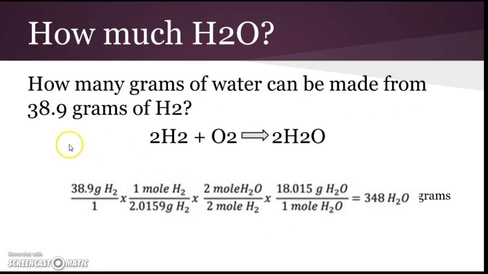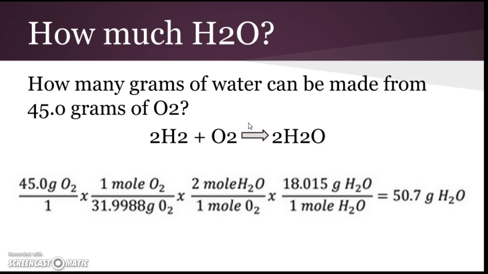How many grams of water can be made from 38.9 grams of hydrogen? And here's my balanced equation. I start with grams of hydrogen, and I'm going to grams of water. So I start with 38.9 grams of hydrogen, and then I do my unit analysis. I cancel out the grams, change it to moles, and then I get grams at the end. You might remember these numbers are from the periodic table. This middle one is from the balanced equation, and this last one is from the periodic table again. So I can make 348 grams of water from 38.9 grams of hydrogen.